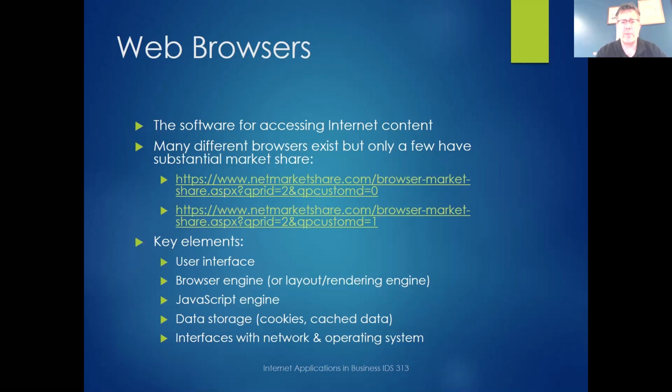Anyway, key elements. Number one, user interface: how you interact with the browser itself. Number two, the browser engine, sometimes called the layout engine or the rendering engine. That's what takes this HTML and other code and converts it to a viewable web page. Then a JavaScript engine to translate and run the JavaScript code on the page. Some space for data storage. So anything like cookies or other cache data, like images that are reused across pages or temporary application data, that's all going to be kept by the browser. And then interfaces with the network and the operating system and any other applications. So web browsers provide all that functionality.